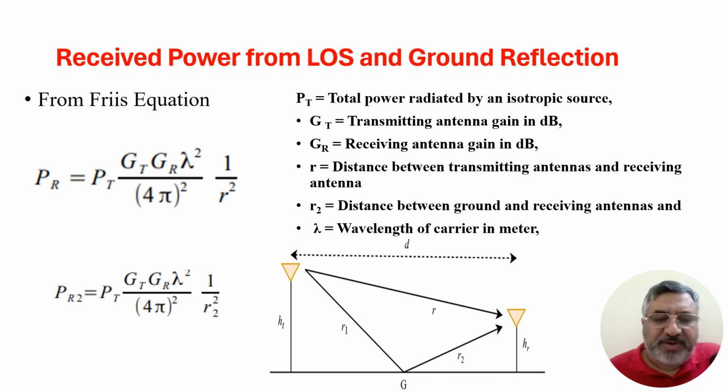And similarly, R2 is the distance between the ground and the receiving antenna, and lambda is equal to the wavelength of the carrier in meters. Similarly, we can also calculate the power received after reflecting from the ground, which is PR2 equal to PT GT GR lambda squared divided by 4 pi squared, multiplied by 1 over R2 squared, where R2 is the distance between the ground and the receiving antenna.